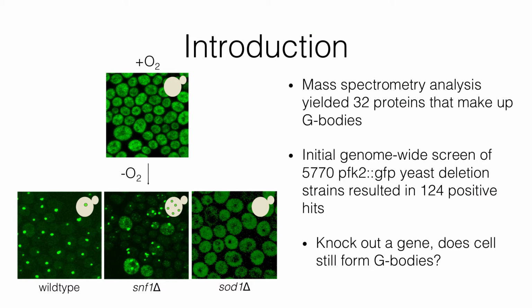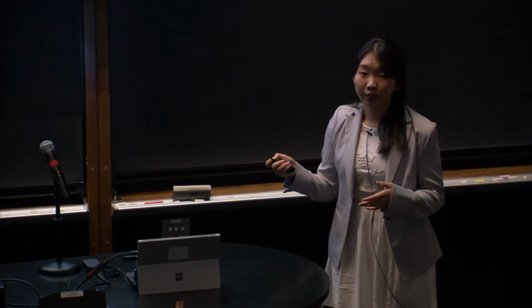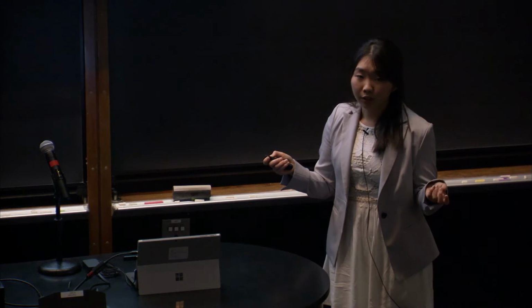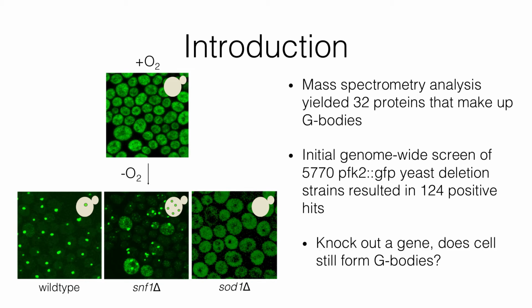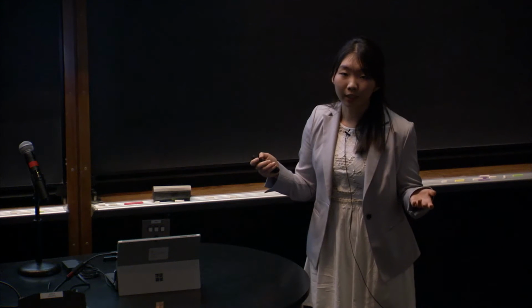In normoxic conditions, the cell has diffuse PFK2-GFP because it's undergoing aerobic respiration and doesn't need to undergo glycolysis efficiently. Whereas when you subject the cell to hypoxic conditions, in the wild type cells, which are just the native cells without any gene deletions, you see 1 puncta per cell, so 1 G-body per cell. When you delete SNF1, which is an AMP kinase, you see this fracturing of G-bodies, or multiple dots per cell. And in SOD1, in hypoxic conditions, the cells look pretty much like the normoxic ones, indicating that SOD1 is a pretty important gene in forming G-bodies.